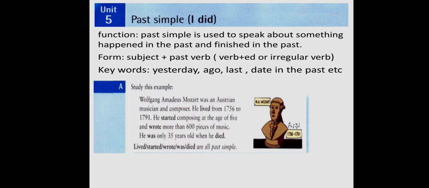We have the expression last along with a period of time: last year, last month, last week, last night. A date in the past also indicates the past: in 1990, in January. Any month in the past, or any date or year in the past, can take past simple, etc.